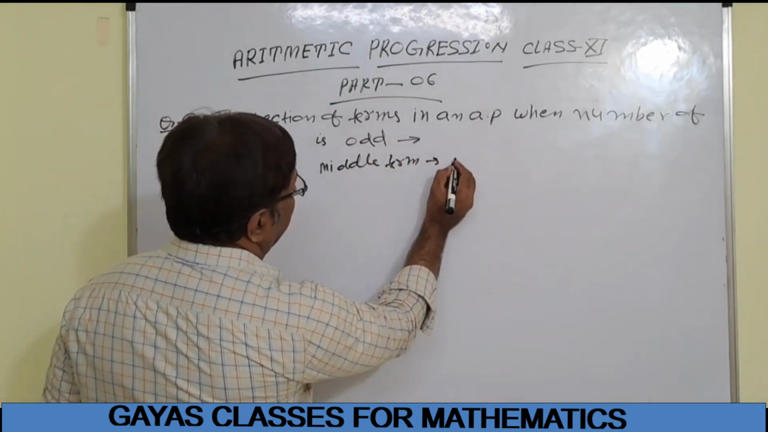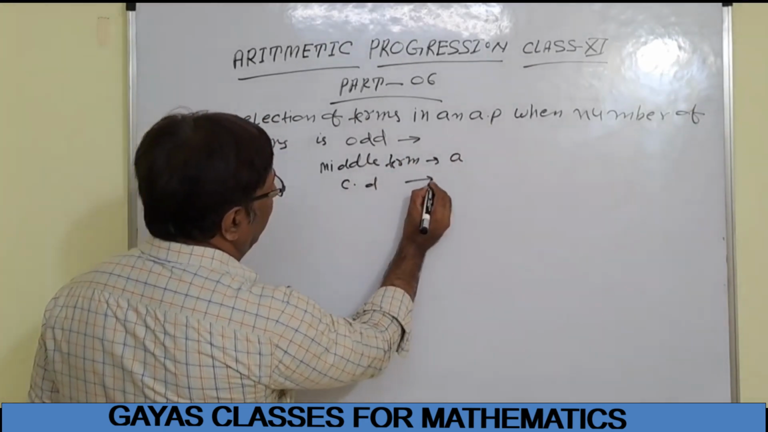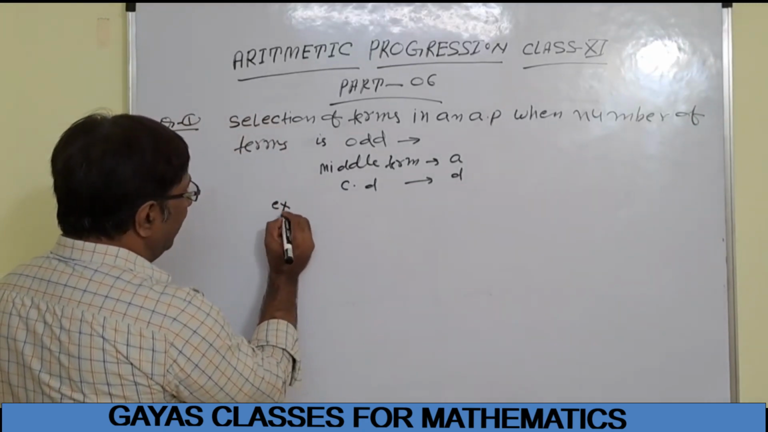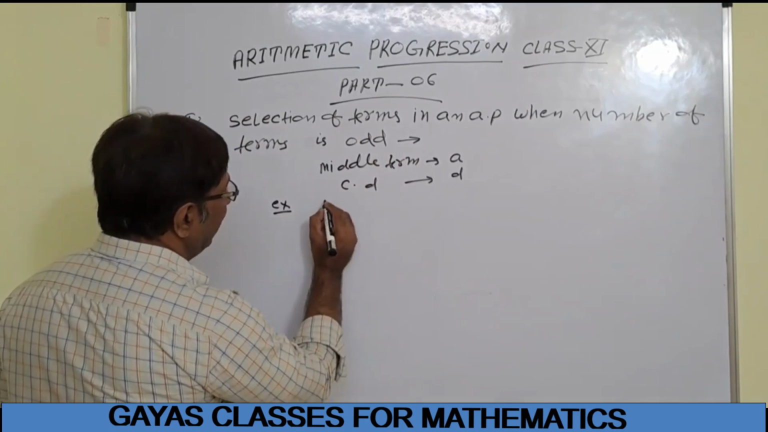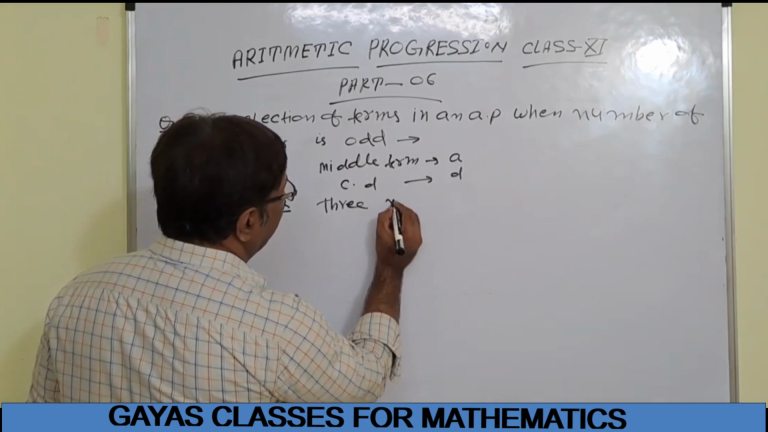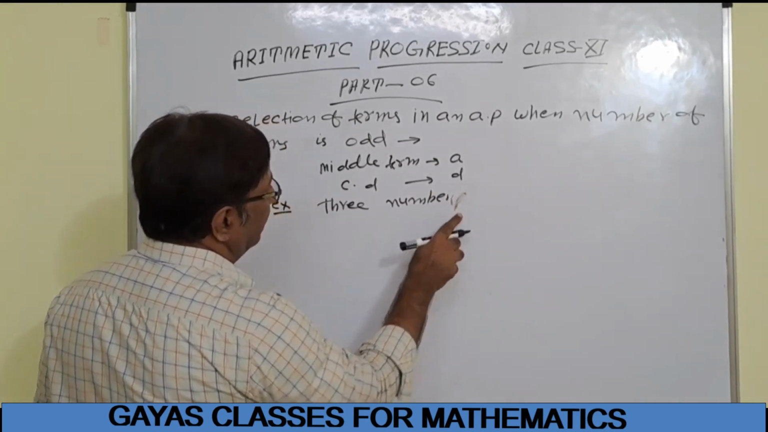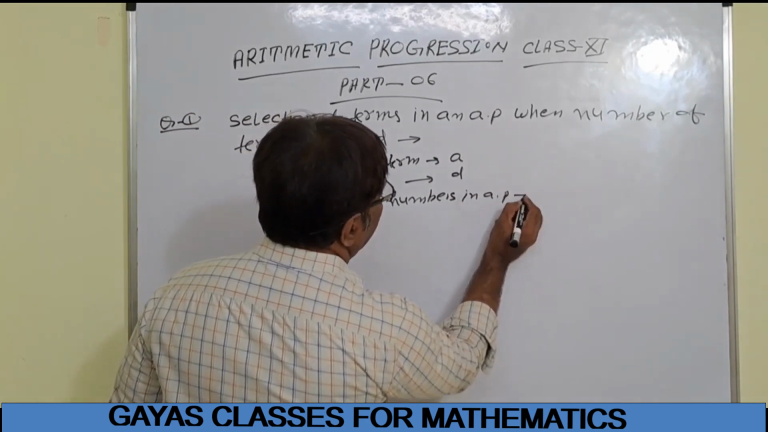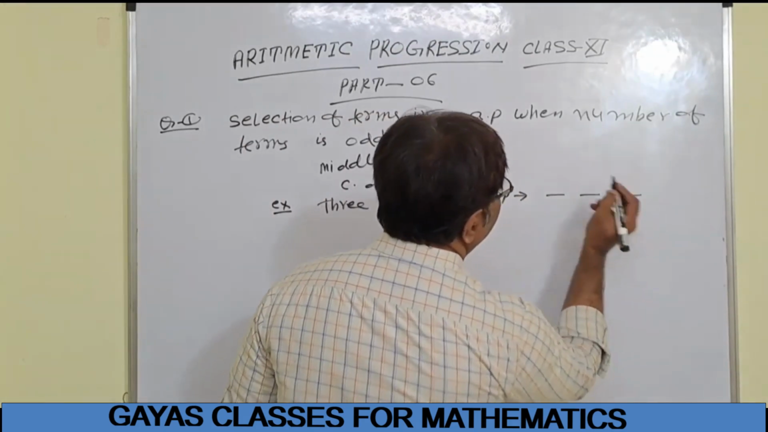The middle term of the AP will be A, and the common difference will be D. Suppose we are giving some example. Suppose the number of terms is odd. Suppose we are taking 3 numbers in AP. So the technique is: first number, second number and third number.